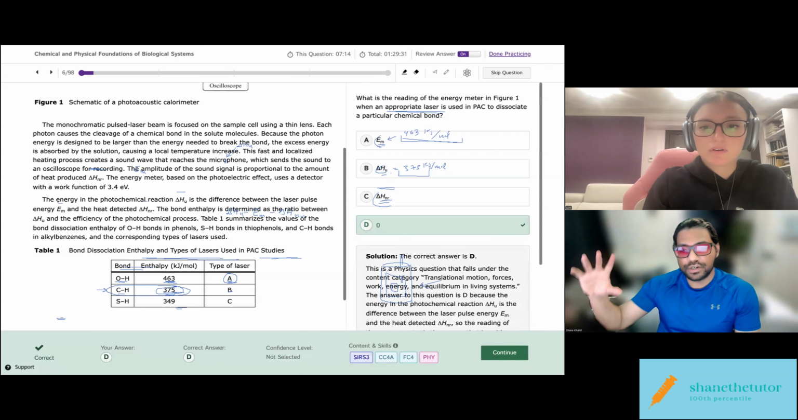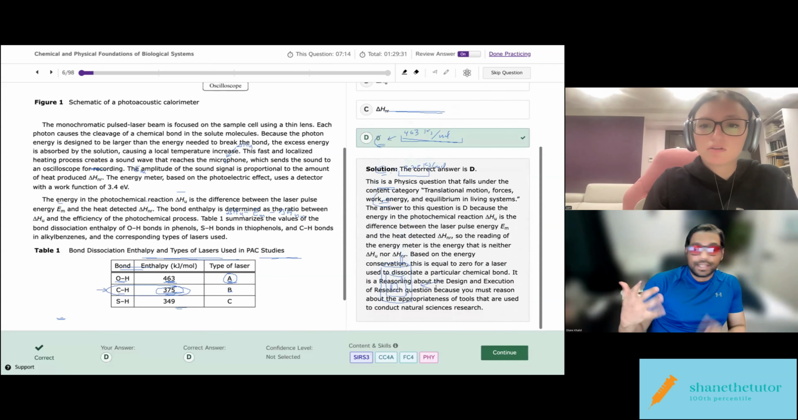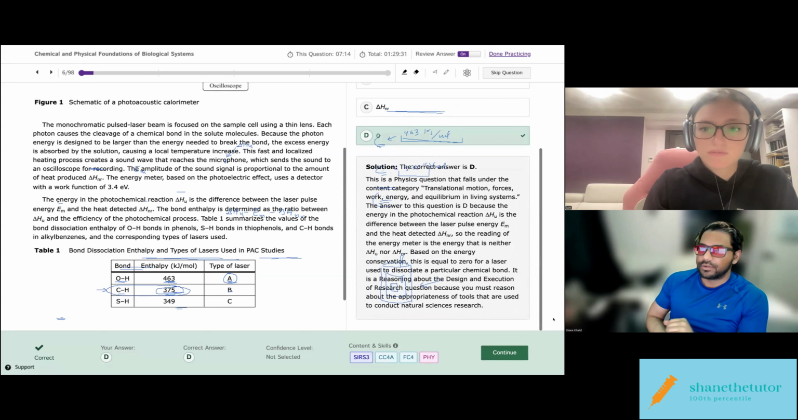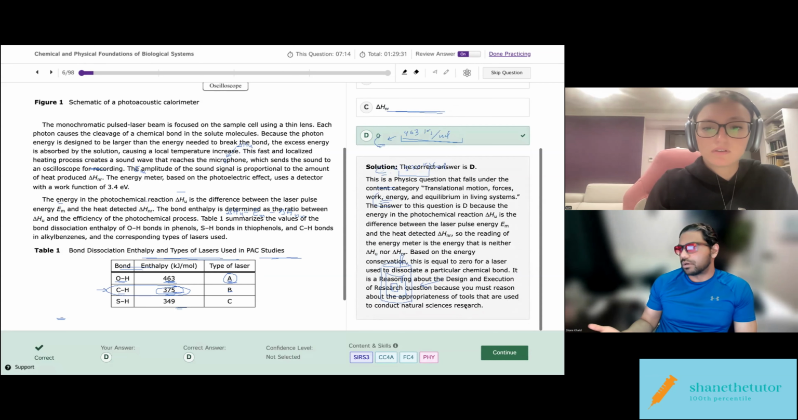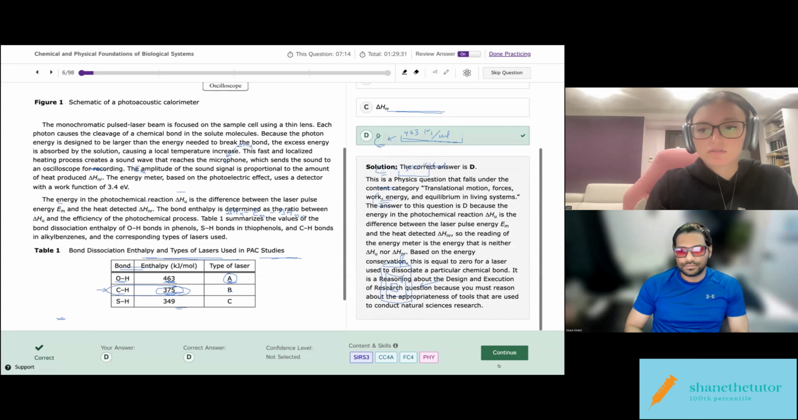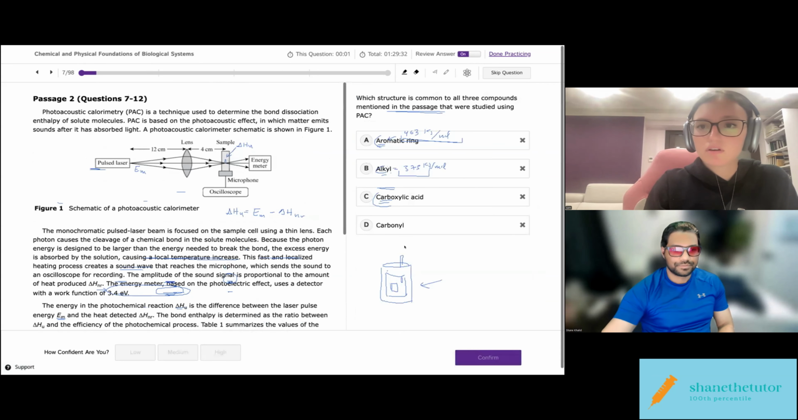Yep. So that energy meter is just a way to account for everything, right? If it didn't have an energy reading of 0, it would mean that we're using a laser that's overpowered, that's kind of wasting it. That's what we were saying, that it's 0 for a laser used to dissociate. Yep. Okay.